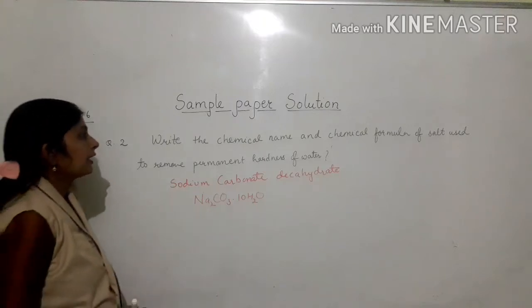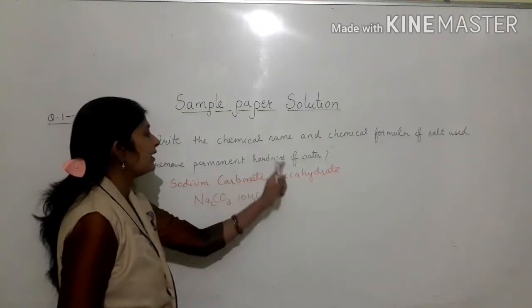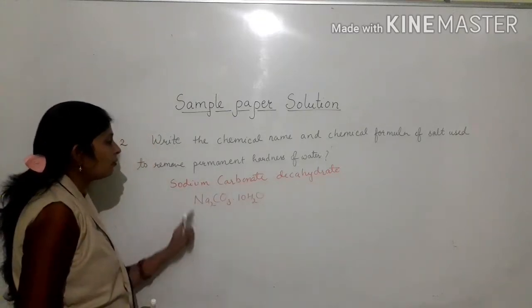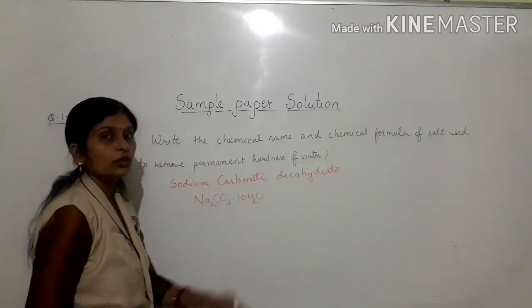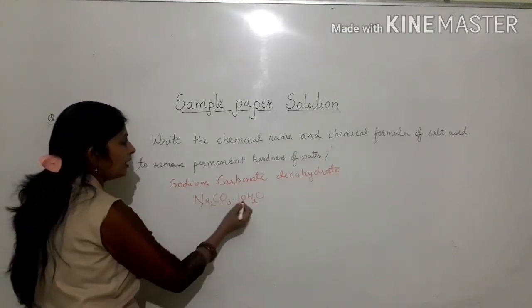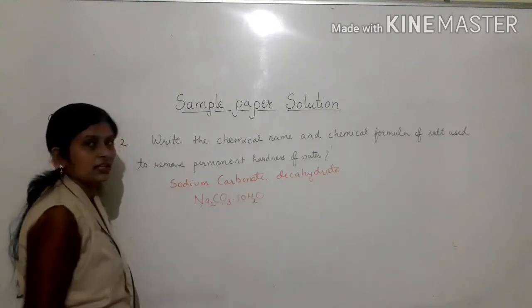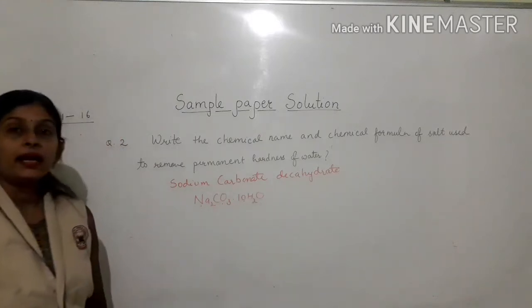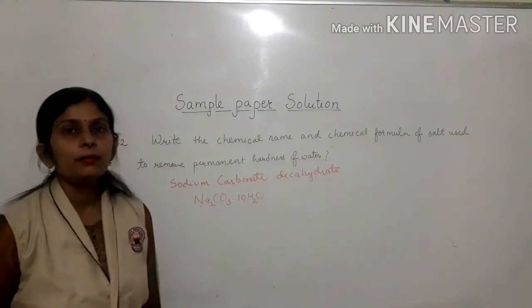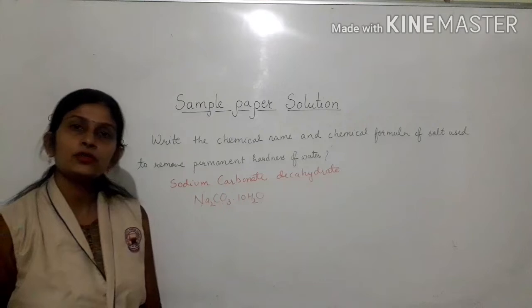So chemical name of that salt is sodium carbonate decahydrate and chemical formula Na2CO3.10H2O. That is why it is known as sodium carbonate decahydrate, for 10 water of crystallization. Okay, and common name is not asked, but for the information, its common name is washing soda.